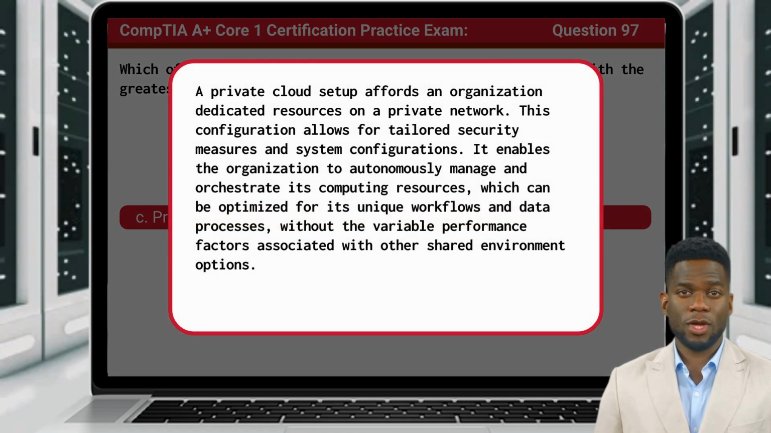A private cloud setup affords an organization dedicated resources on a private network. This configuration allows for tailored security measures and system configurations. It enables the organization to autonomously manage and orchestrate its computing resources, which can be optimized for its unique workflows and data processes, without the variable performance factors associated with other shared environment options.